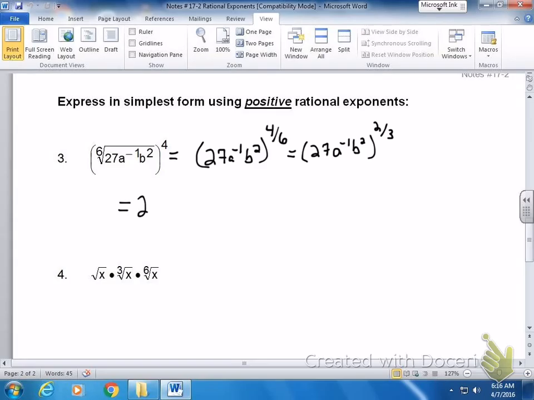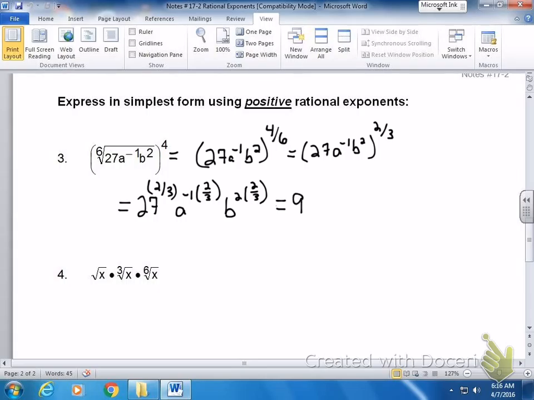The first one is 27 to the 2/3. I'm going to have a to the negative 1 times 2/3, and b squared times 2/3. Now I just need to write all that out. Let's see, 27 to the 2/3. You can put that in your calculator. Be careful when you do. You might put parentheses around its exponent. If you do it right, you should get 9.